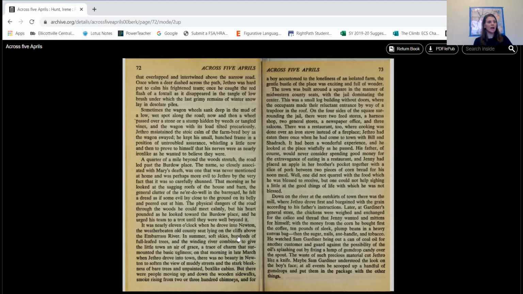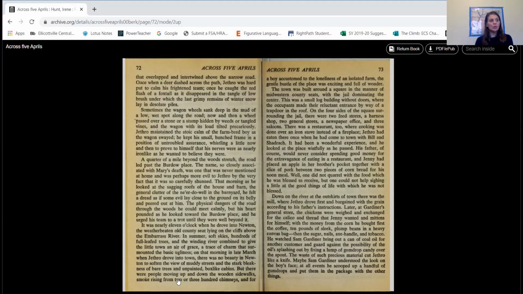It was nearly 11 o'clock when he drove into Newton, the weather-beaten old county seat lying on the cliffs above the Embarrass River. In summer, soft skies, hundreds of full-leaf trees, and the winding river combined to give the little town an air of grace, a trace of charm that surmounted the basic ugliness. On that morning in late March, when Jethro drove into town, there was no beauty in Newton to soften the view of muddy streets and the stark bleakness of bare trees and unpainted box-like cabins.